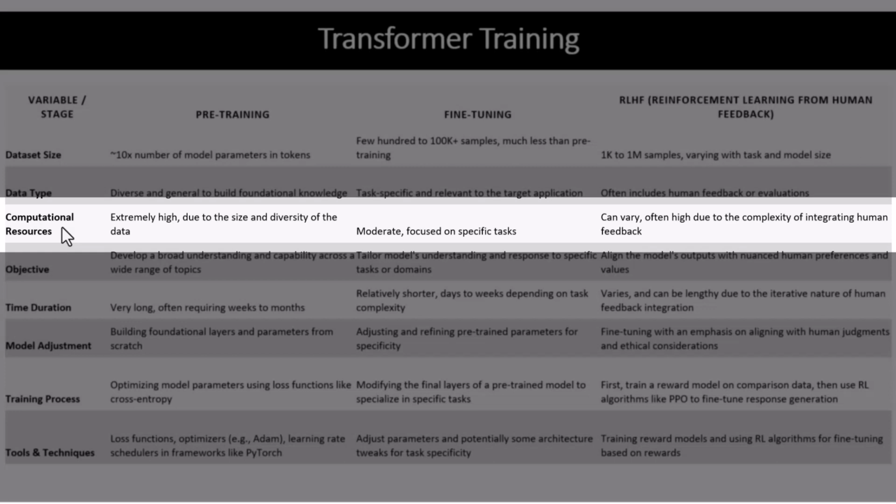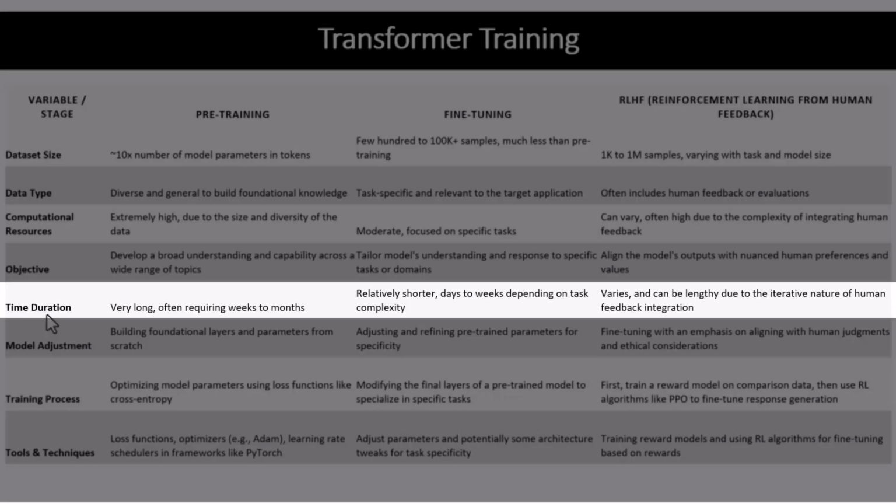Regarding computational resources, pre-training a model takes a lot of computing, while fine-tuning and RLHF may not need that much. In time, pre-training a model may take weeks or even months, and it will consume a lot of power. In fine-tuning, it's very short. It can take from hours to weeks. Also in RLHF, we can be seeing times between hours and days.